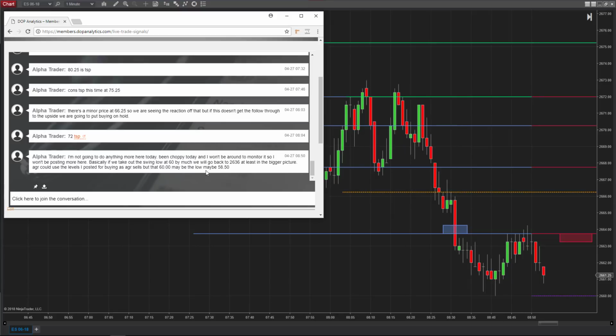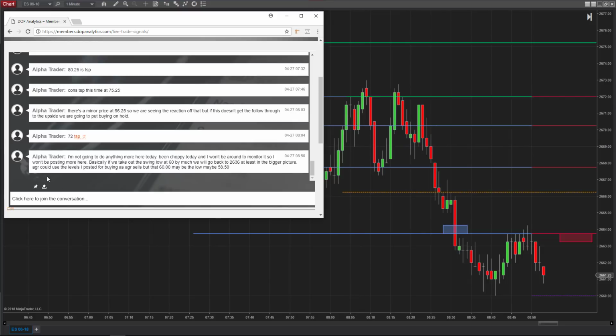Basically, if we take out the swing low at 60, so down, that was posted here. So at this time, at my time, 8:41, we had a low of the day at 2660. So if we take that out by much, we're going to go back to 2636, at least in the bigger picture. So what that means is that we have to gain strength. If it's going to show weakness like it did earlier in the day to the upside, if it's going to show that same type of weakness to the downside, obviously it's not going to happen.